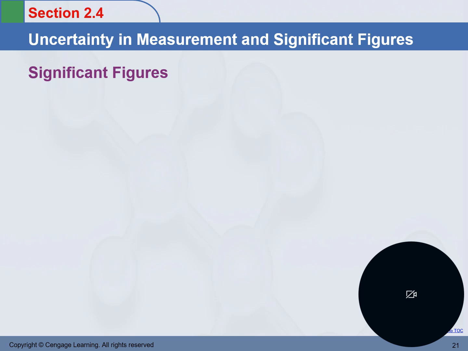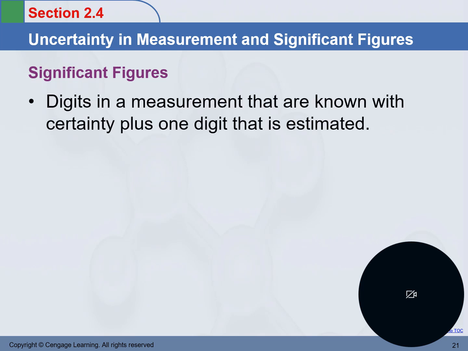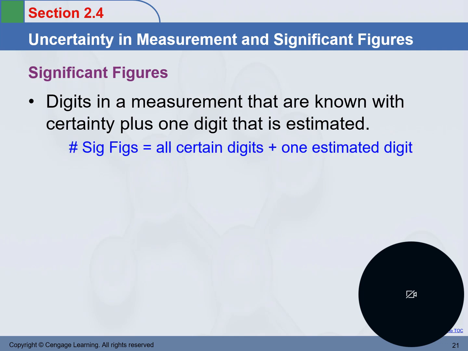The fourth part of chapter 2 is dealing with significant figures. This will be something that shows up throughout the semester, and that's looking at when we have measured digits, how do we record the number of significant digits? Significant figures are all the known digits plus that estimated digit. So there's a little formula, and we'll look at some rules on how you determine the number of significant figures in a measured number.